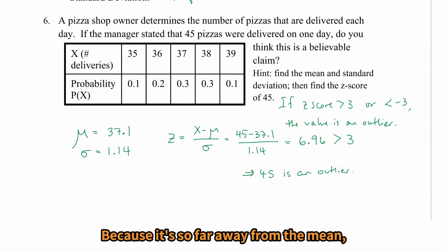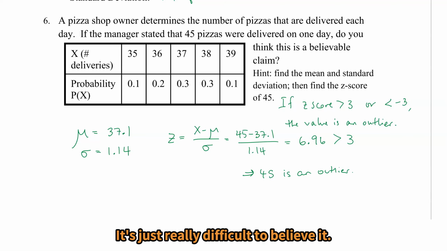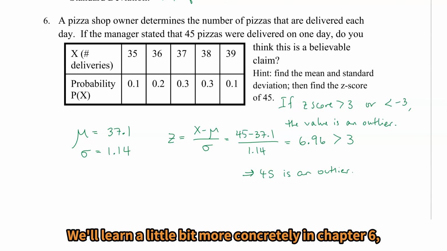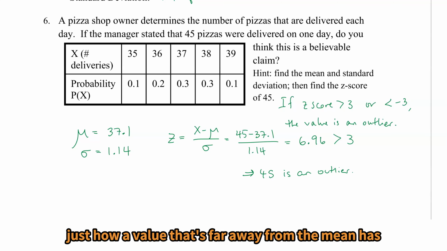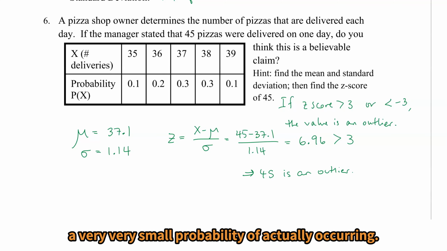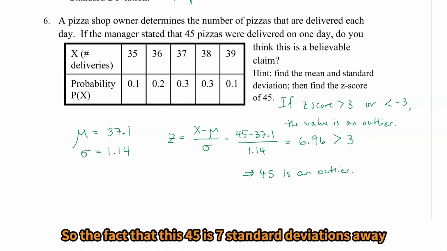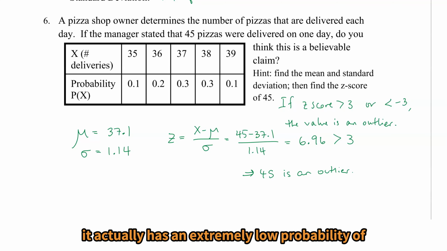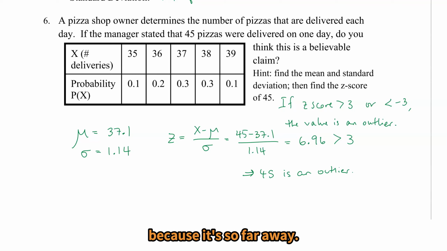Because it's so far away from the mean, we say that this is unlikely to be true. It's not that it's not true, it's just really difficult to believe it. We'll learn a little bit more concretely in Chapter 6 just how a value that's far away from the mean has a very, very small probability of actually occurring. So the fact that this 45 is 7 standard deviations away from the mean, it actually has an extremely low probability of actually occurring because it's so far away.